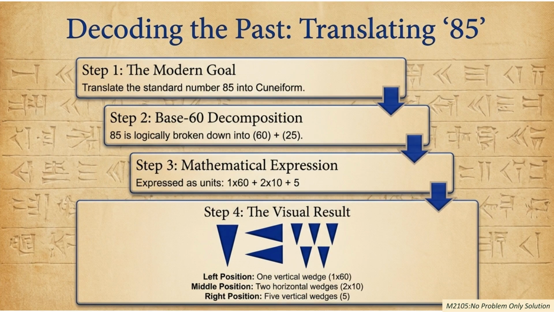To represent the number 85, for example, the Babylonians used their Base-60 logic. They decomposed 85 into one group of 60, two groups of 10, and 5 units, resulting in a specific arrangement of wedges.